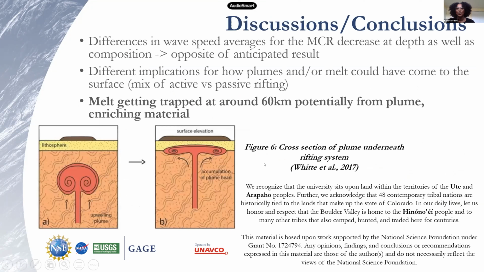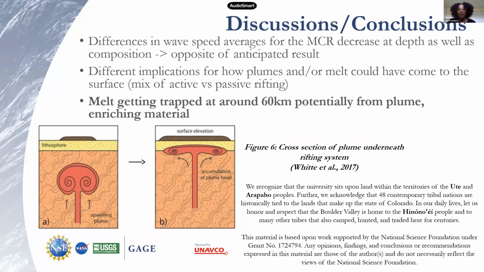So how does that fit into the whole story? You can see that the differences in wave speed as well as composition decrease at depth, which is the opposite of what we anticipated. We thought that as we go towards the surface, there would be more depletion and there would be less magnesium richness. So there are different implications for that in terms of how that melt was deposited. If there was a plume or some type of melt that could have come to the surface more directly, or was it trapped?